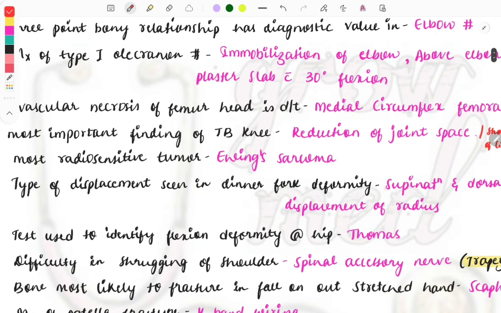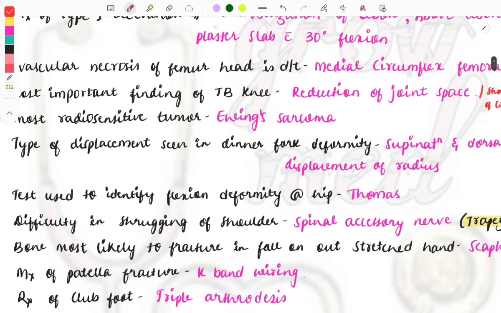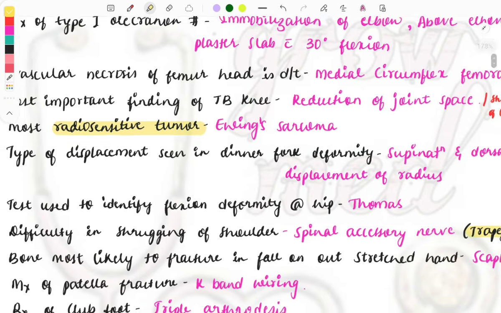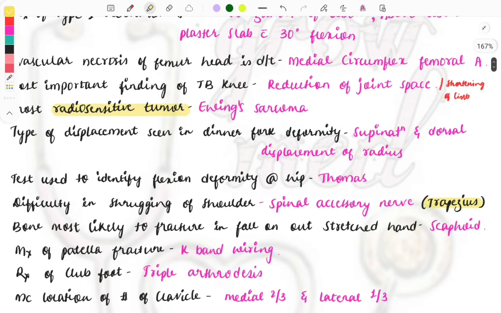Then the very next important question is the most radiosensitive tumor, and it is Ewing sarcoma. This is an important topic. Questions are asked in relation to radiology also, like which is the most radiosensitive or most radioresistant organ, tissue, or tumor, and all those things. So you need to remember all of them. These things are covered in the radiology videos, so do watch that video also. I will give the link in the description box.